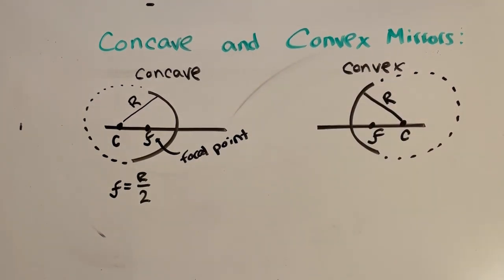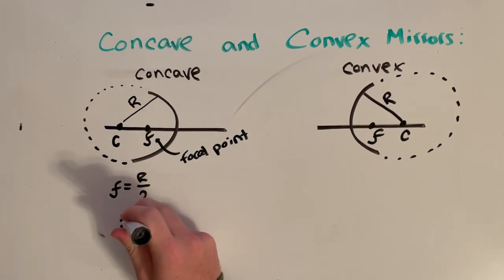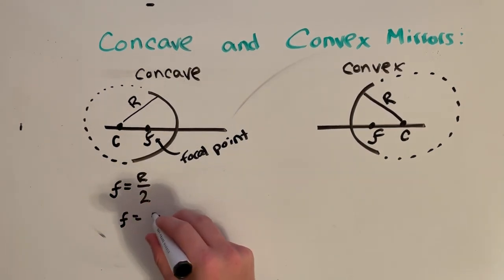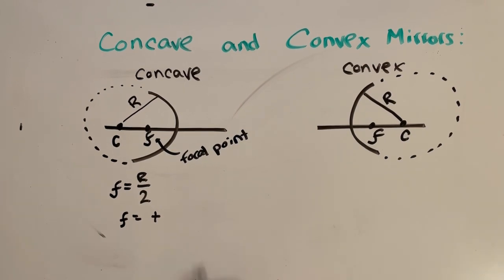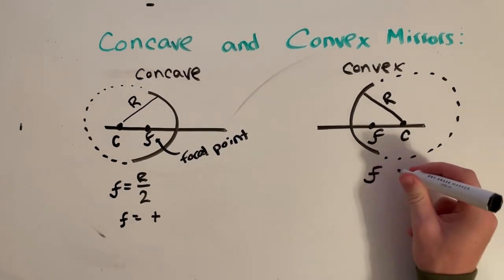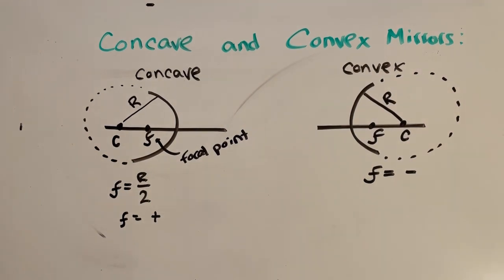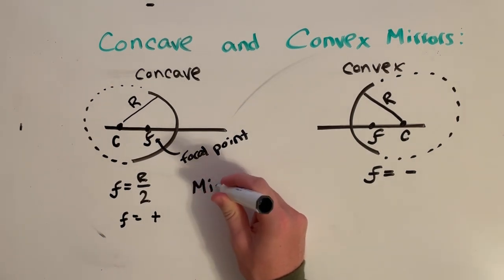Now, two big things that we need to take away from concave and convex mirrors are two properties that are true about them. The focal point of a concave mirror is always positive. That is just a fact. And for a convex mirror, the focal point is always negative. These are very handy tips to know when we're analyzing problems, and will really help us figure out the object distance and the image distance. So, introducing those ideas, we have this equation called the mirror equation.